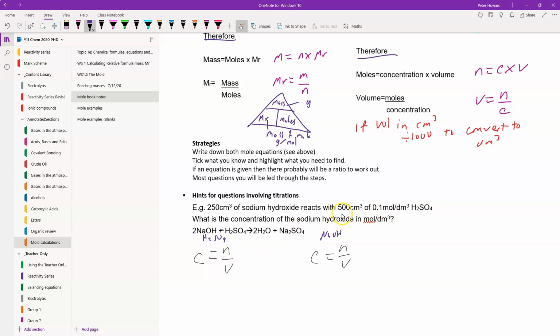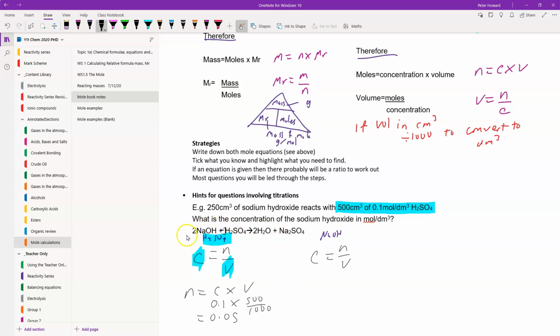Now, for the sulfuric acid, we've got a concentration and a volume. So therefore, we can work out the number of moles of sulfuric acid. Moles is equal to concentration times volume. Concentration 0.1 times volume, in decimetres cubed, so 500 over 1,000, giving us 0.05.